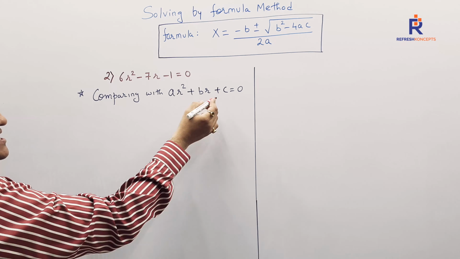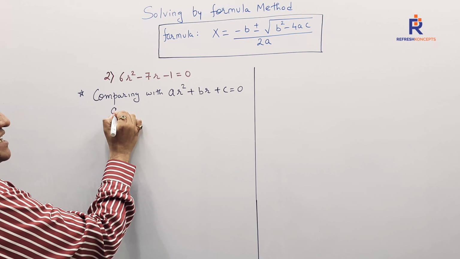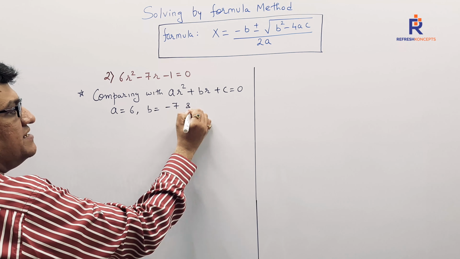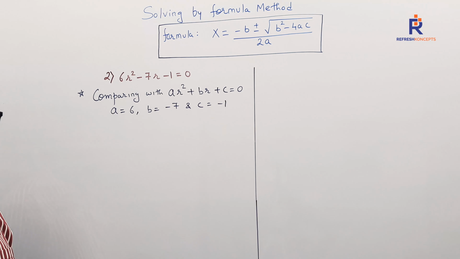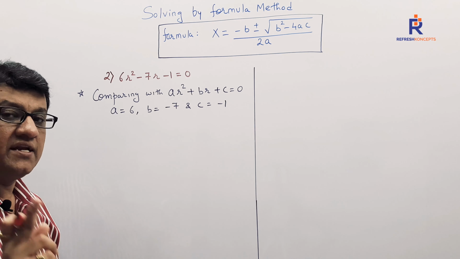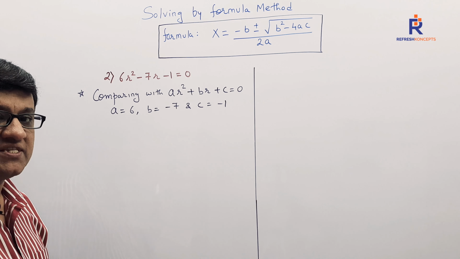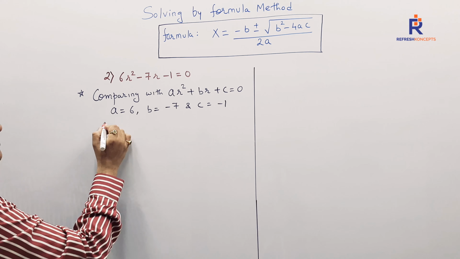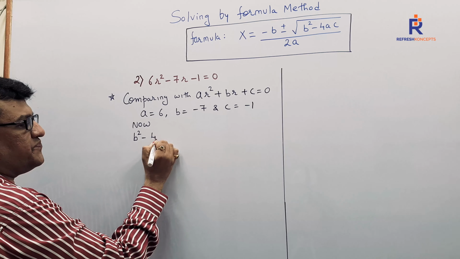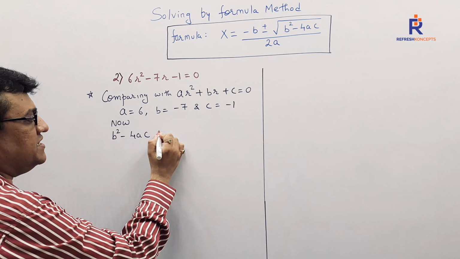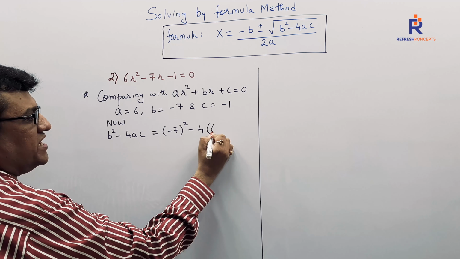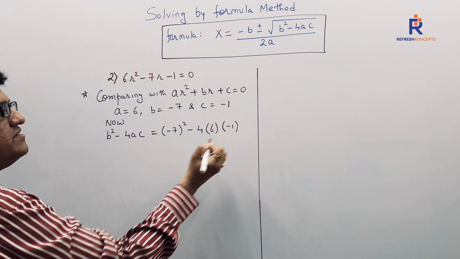Fine. What do we get after comparing? We get a as 6, b as minus 7 and c as minus 1. Now what do we do? As we did in the previous one, we immediately find out b square minus 4ac. Now, what is the value of b square minus 4ac? It is minus 7 whole square minus 4 into a is 6, c is minus 1.